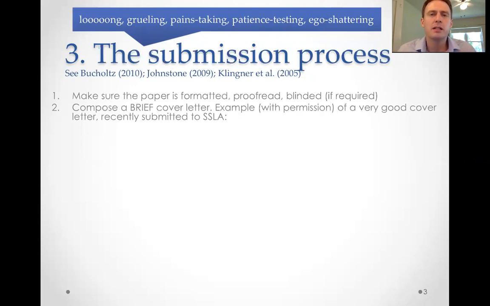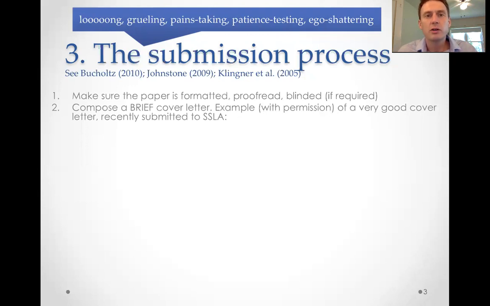And by the way, most of the examples I'm going to give have to do with submitting to academic journals. You want to make sure the paper is perfectly formatted, of course proofread, and also blinded if required. So in terms of formatting, in my own field, for example, most journals follow the American Psychological Association, the APA guidelines, the 6th edition of the APA. That's standard in my field.